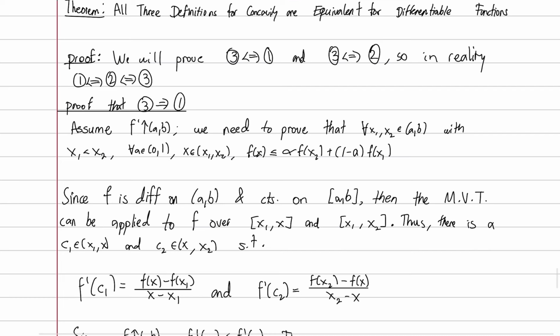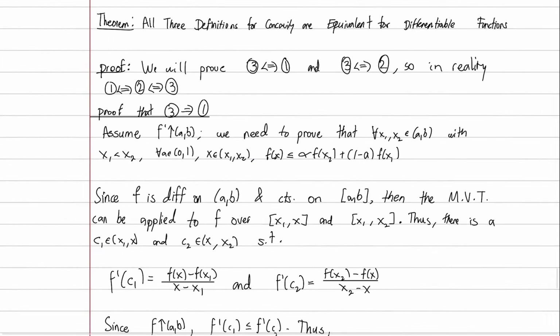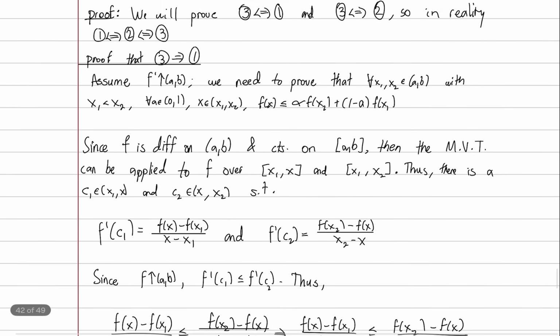So we're going to prove first that 3 implies 1, right? The forward direction. We're going to assume f prime is increasing, and we need to prove that for all x1 and x2 in (a, b) with x1 less than x2, and for all alpha in (0, 1) and x in (x1, x2), f of x is less than or equal to alpha times f of x2 plus (1 minus alpha) f of x1. I'm not going to repeat it because it's written, but that was the last time.